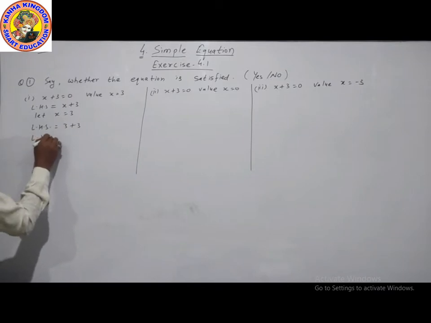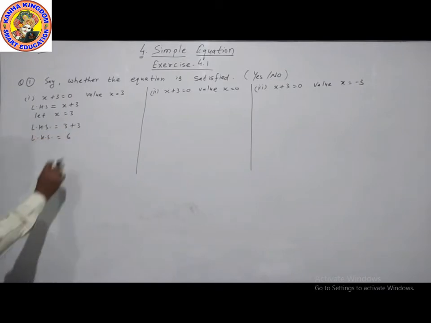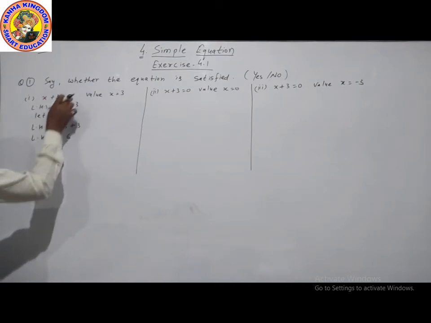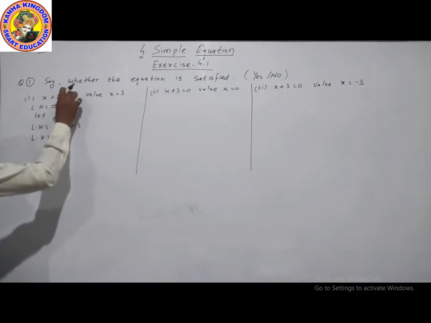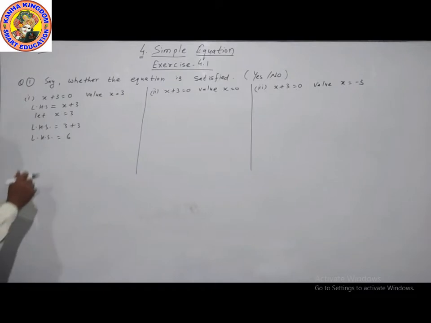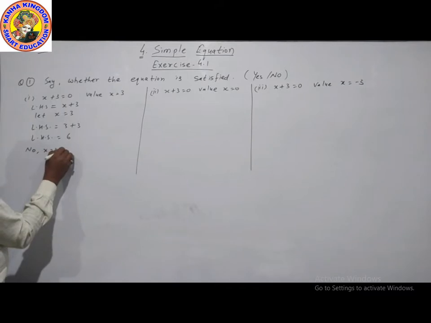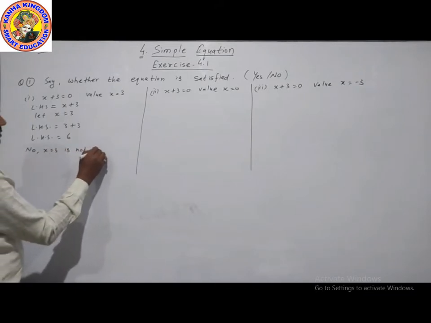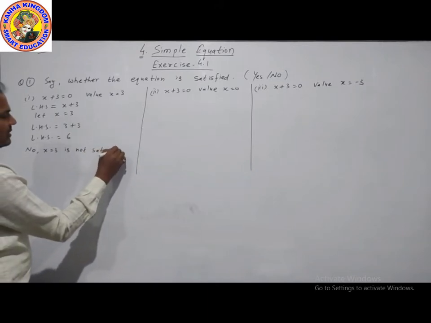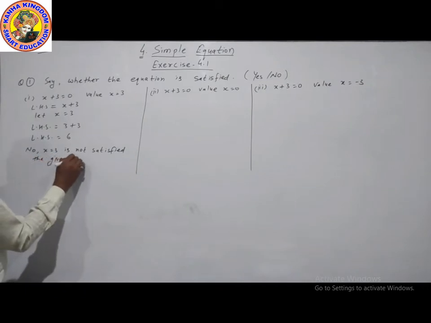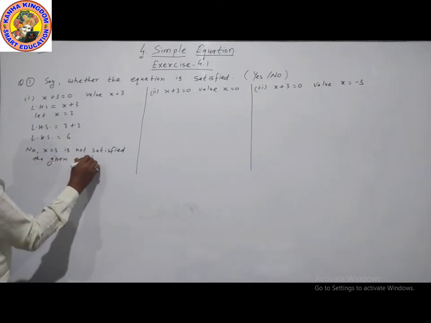The answer of left hand side is 3 plus 3, 6, but in the equation right hand side says the addition is 0, but by addition we get 6. These values are not equal, so the value of x is wrong. No, x is equal to 3 is not satisfied the given equation.